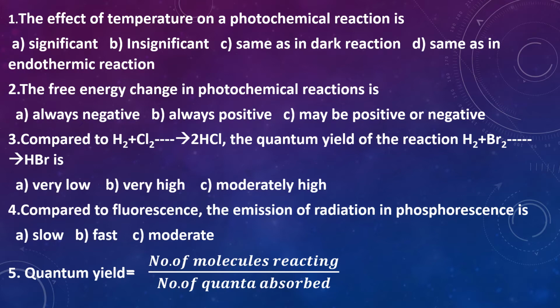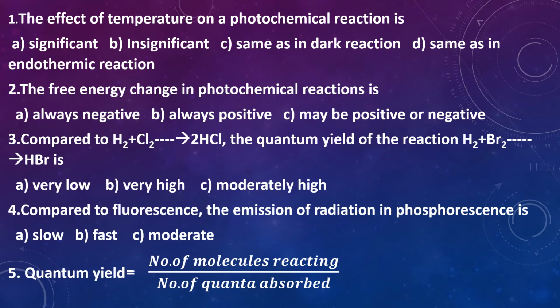So, you remember students, the quantum yield of the photochemical reaction H2 plus Cl2 gives 2HCl is in the range 10 power 4 to 10 power 6. It is very high when compared to the other reaction, that is H2 plus Br2 gives HBr. Okay, so the answer is option B, very high.